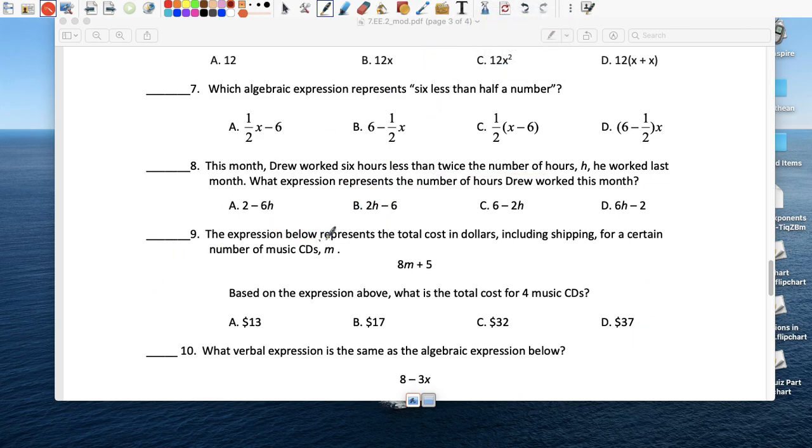9. The expression below represents total cost in dollars, including shipping, for a certain number of CDs, M. So 8M plus 5. Based on the expression above, what is the cost of 4 music CDs? Well, really, plug in 4, so 8 times 4 plus 5, and we should get 37.